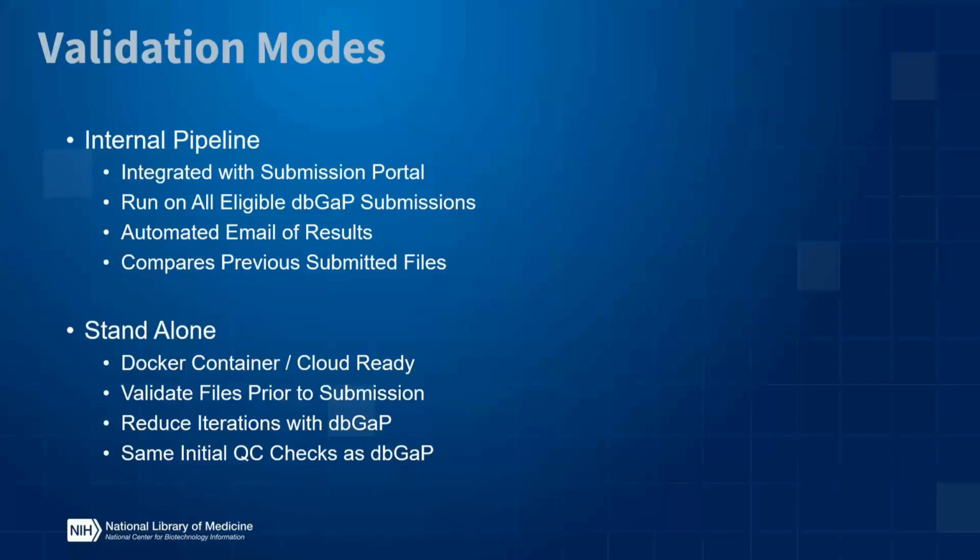When the tool is run, an automated email of the results is then sent to the submitter. And this tool also, within the internal pipeline, compares the previously submitted files if they haven't been deleted from the submission. This allows us to do continuity across versions. But this tool also can be run in a standalone mode.